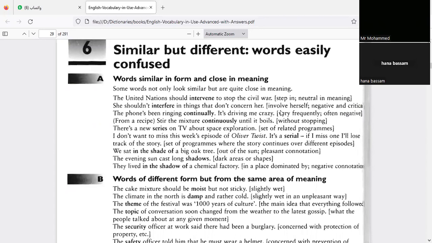But what is the difference between intervene and interfere? Intervene means step in, neutral. But interfere here means to involve herself. Okay? Negative and critical.